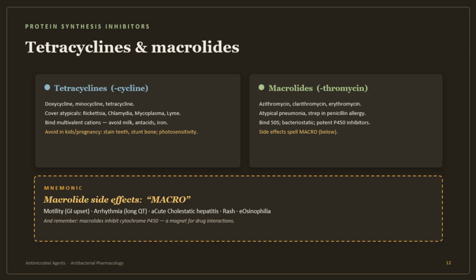Mnemonic for macrolide side effects: MACRO. Motility, meaning GI upset, arrhythmia from long QT, acute cholestatic hepatitis, rash, and eosinophilia. And don't forget that P450 inhibition. Macrolides are a magnet for drug interactions.